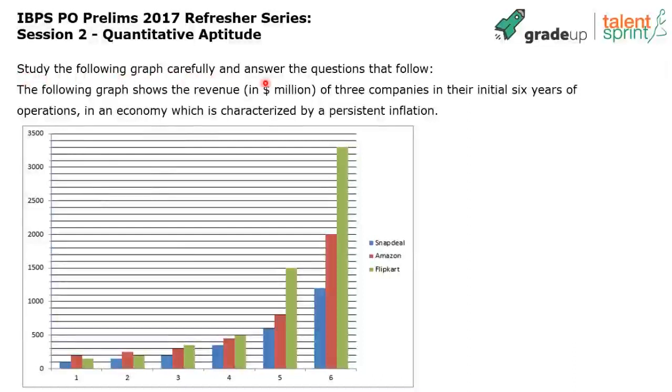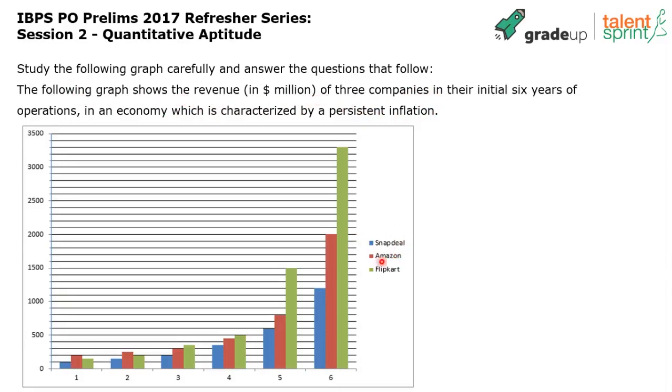Study the following graph carefully and answer the questions that follow. So what is this graph all about? The following graph shows the revenue in $1 million of 3 companies in their initial 6 years of operations in an economy which is characterized by a persistent inflation. So basically it's a graph which shows the revenue of 3 companies.